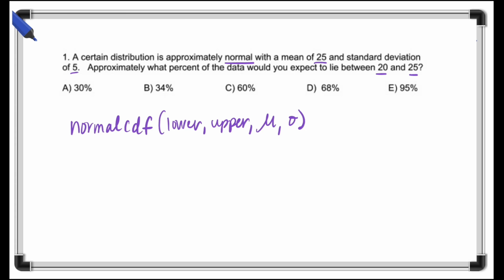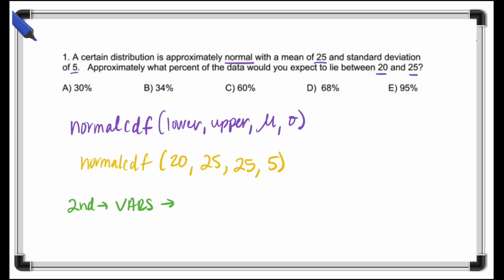So what we've got is our normal CDF, and our lower number is going to be 20, upper is going to be 25. Our mean is going to be 25, and our standard deviation is going to be 5. Where you go to your calculator is you're going to press the second button and then the VARS button, and the normal CDF option is option number 2. So as we do this, what we will get is 0.3413, and as a percent, our answer would then be letter B.